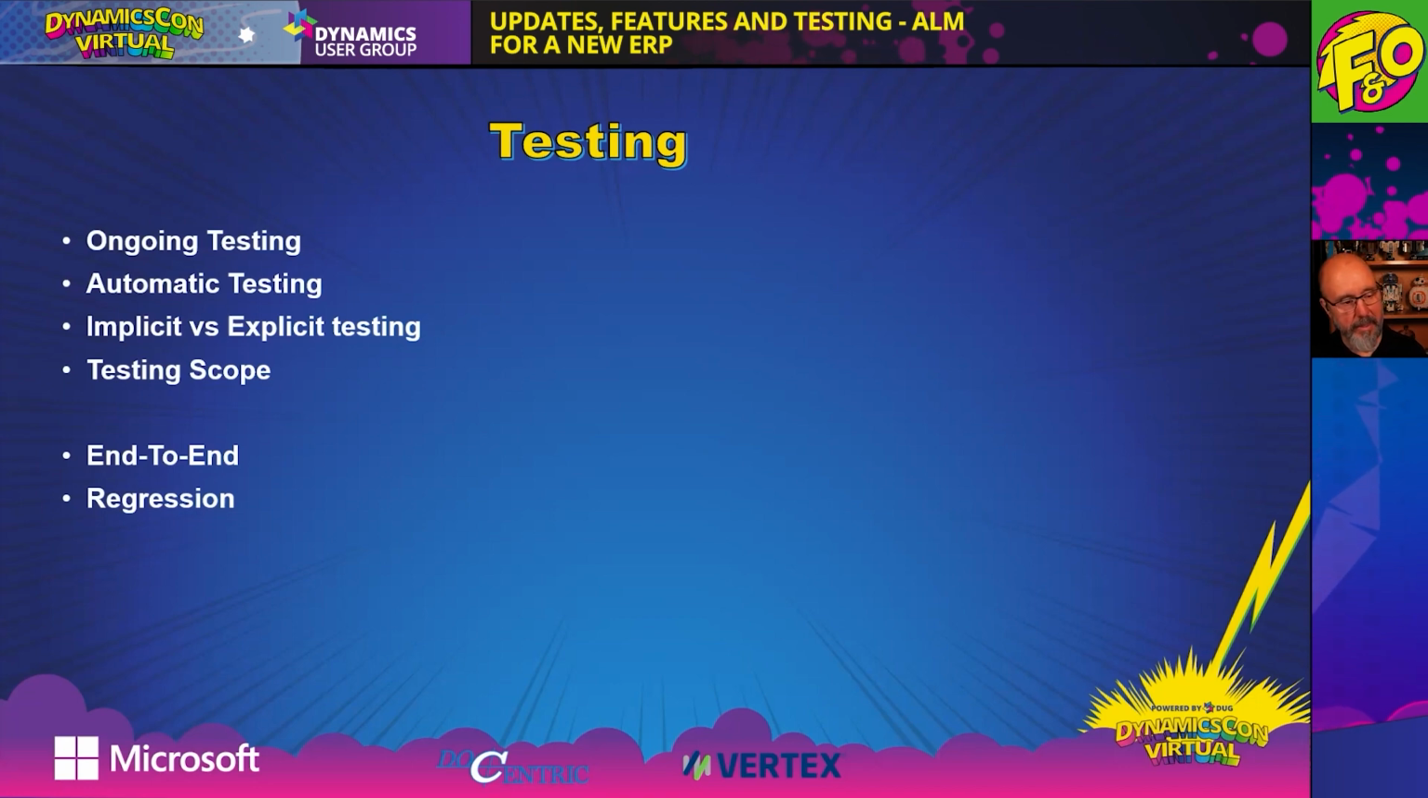So end-to-end testing and regression testing. For instance, try to build automatic test cases for bugs that you have discovered. That's an important part to validate that you don't get the bugs back again. So that's important.